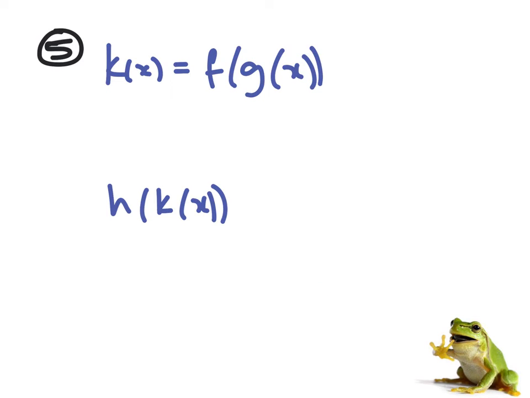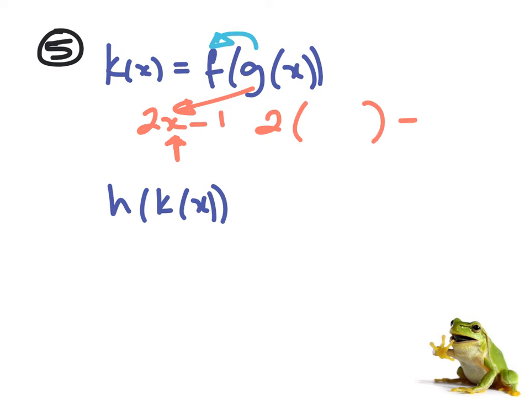Question 5, function question. So the g formula is going to go into the f. Instead of having as the f formula 2x minus 1, we're taking away that x and we're putting the g in its place. So we're going to have two lots of something, take away 1.